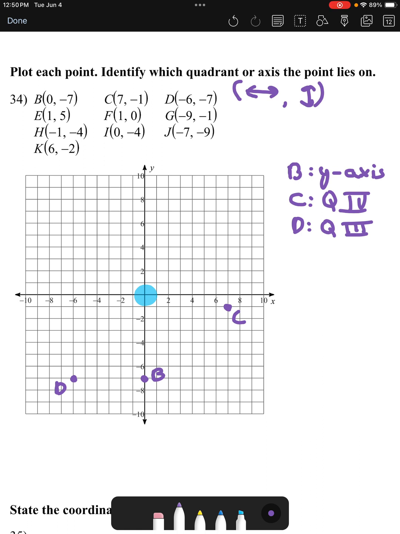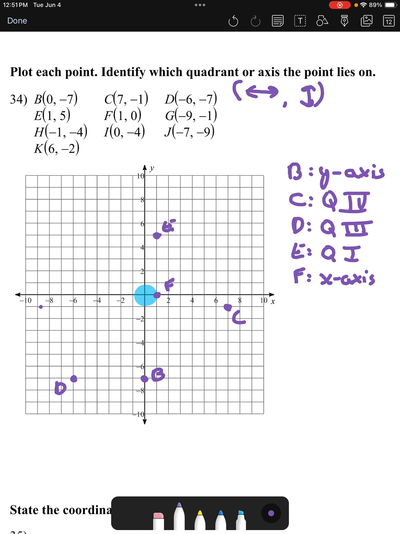E has an address of 1, 5. So starting from the middle, that is to go right 1, and then up 5 places. Right 1, up 5. It is in that nice place where everybody's positive, so he's in quadrant 1. F has the ordered pair 1, 0. 1 means go right 1, and 0 means don't go up or down at all. That means F is sitting on one of our number lines. It is on the x-axis.